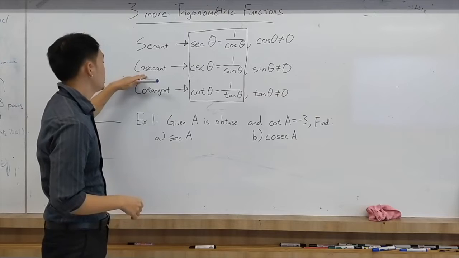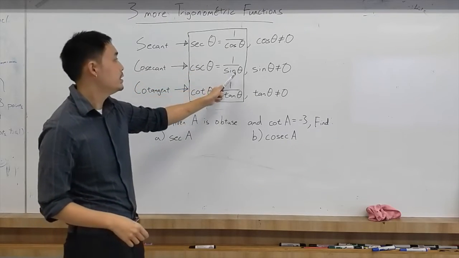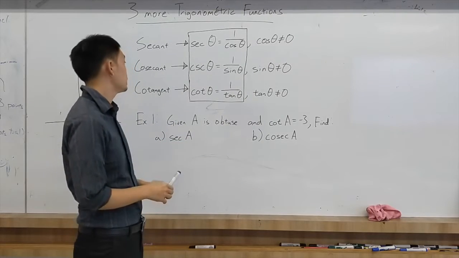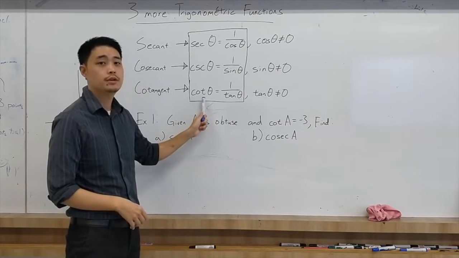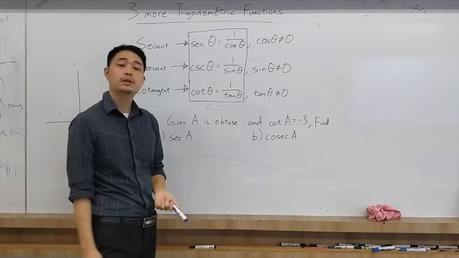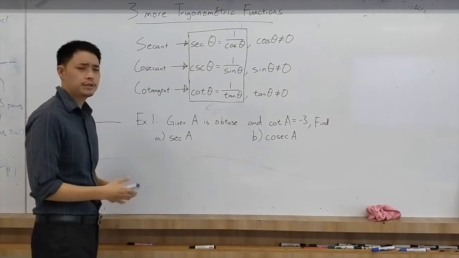The cosecant, often abbreviated as CSC, is just the sine function flipped upside down, the reciprocal of the sine function. And the cotangent, often abbreviated as COT, is just the tangent function, again flipped upside down, or the reciprocal of that. So let's take a look at some examples.